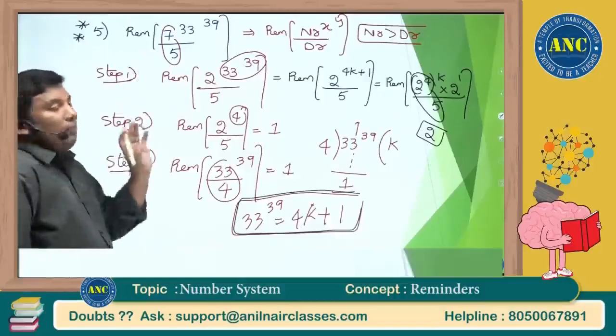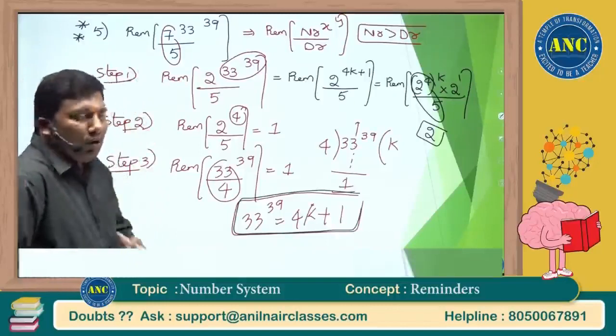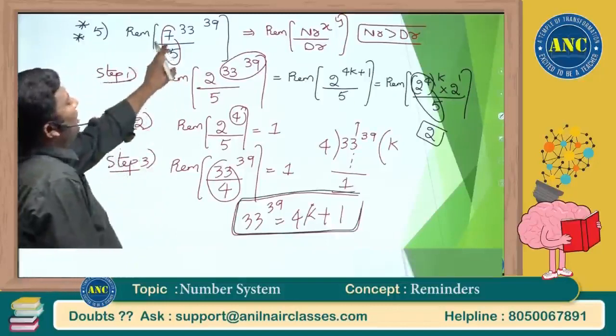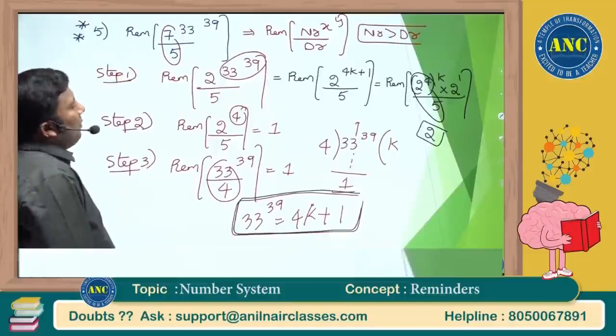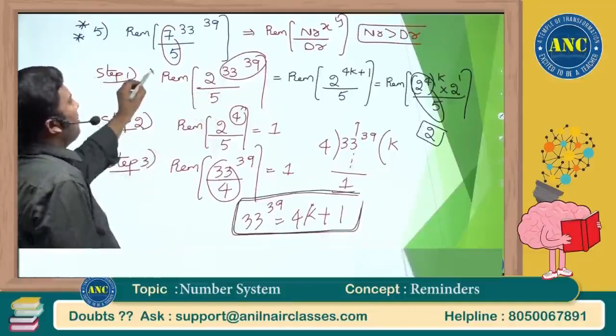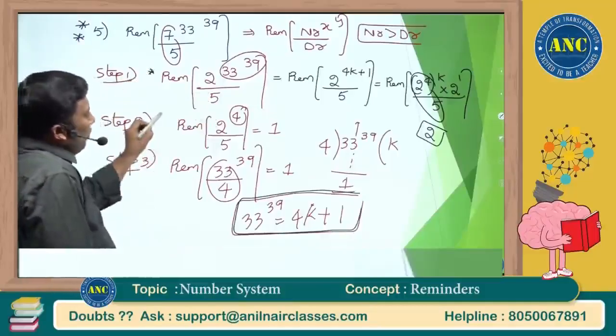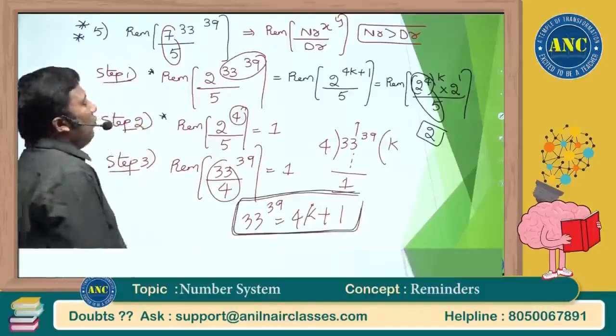So again I am repeating, sir. This is a foundation based problem on a level 2 model. Listen carefully. 5 ones are 5, remainder it is 2. 2 power 33 power 39 divided by 5. This is the first step. Second step: 2 power which number when divided by 5, I will get 1.